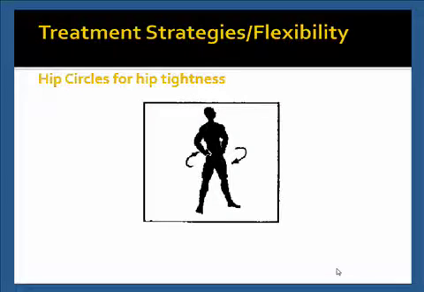Hip circles for hip tightness. The elderly quite often are very taut in the hip muscles, so we just have them do hip rotation, clockwise and counterclockwise, to increase the hip mobility.